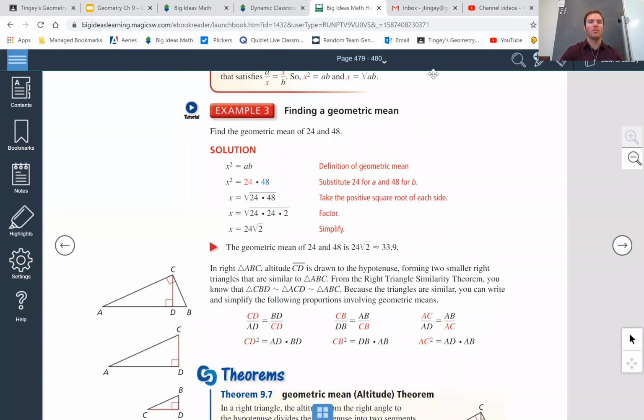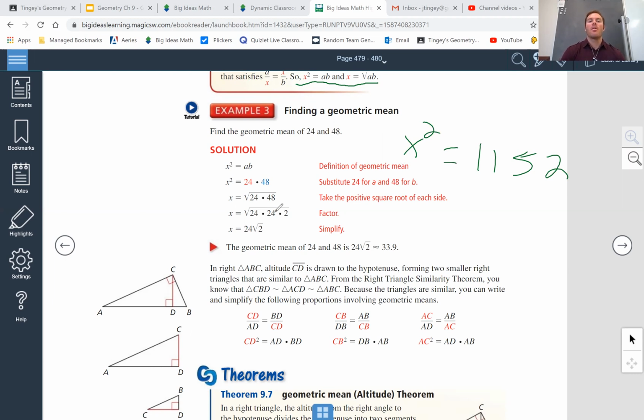Get my writing tool. So you get your x squared equals ab, and this is how you're going to find the geometric mean, just like in that theorem up here, what they're saying. And then you plug in your numbers, 24 times 48. Now you could multiply this out and you get some big number. You can do that. So if I were to do that, let's just say 24 times 48 is 1,152.